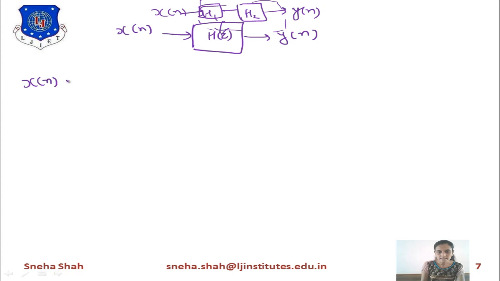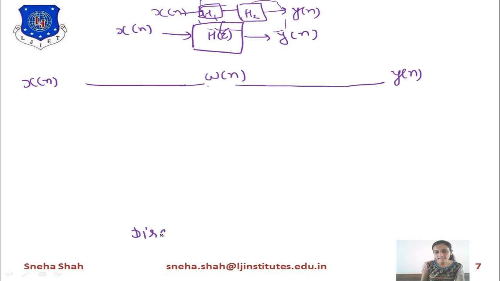X of n is the input, it gives you the output w of n, and taking w of n as input, it gives us the output y of n, right? So after merging this, we will draw the final direct form 1 structure.